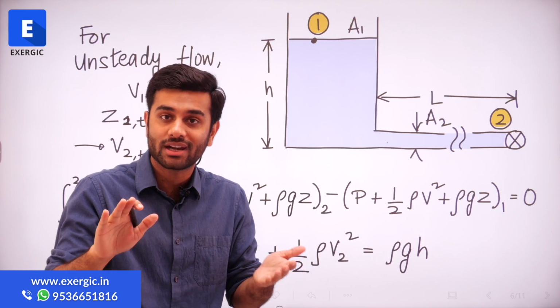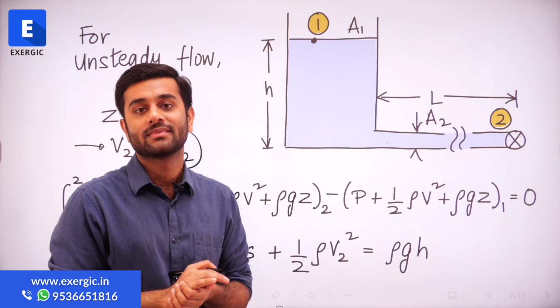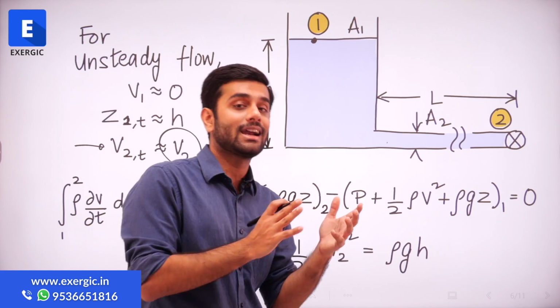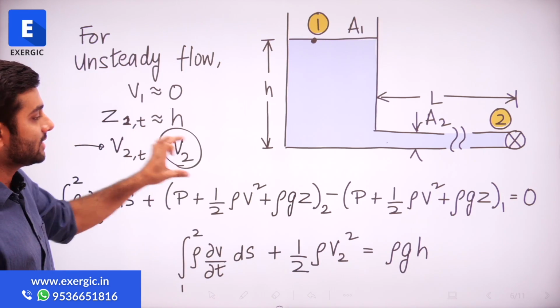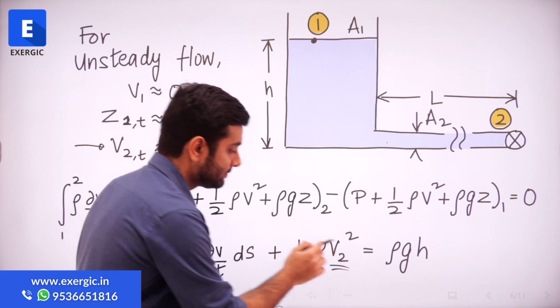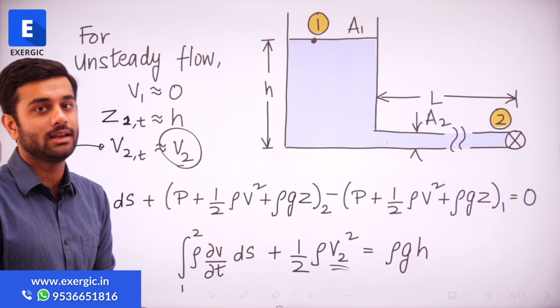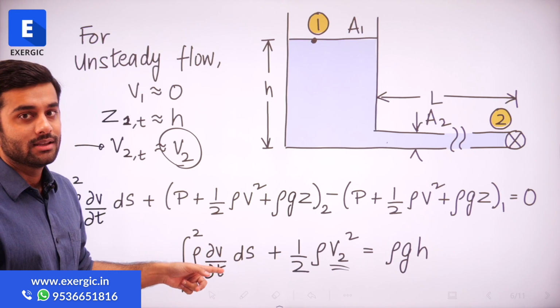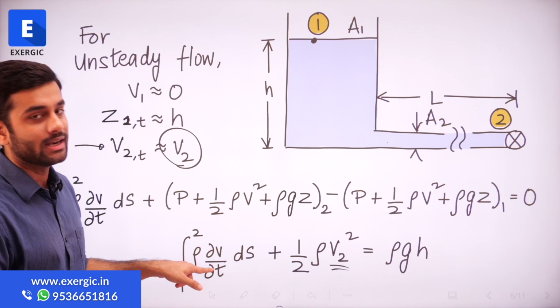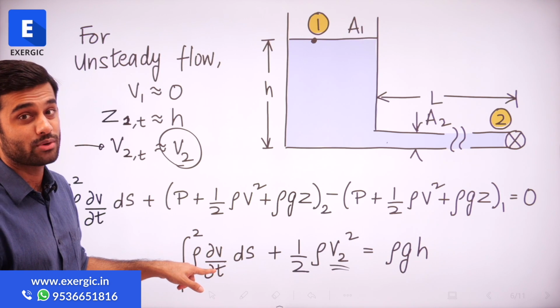Exact value we cannot find out from this analysis. We need more data to do the exact analysis. So here, that's what we have done. V2 value we have put, which actually depends upon time, this V2 value, right? We know that practically. Even from here also you can see that del V by del T is the rate of change of velocity with respect to time.